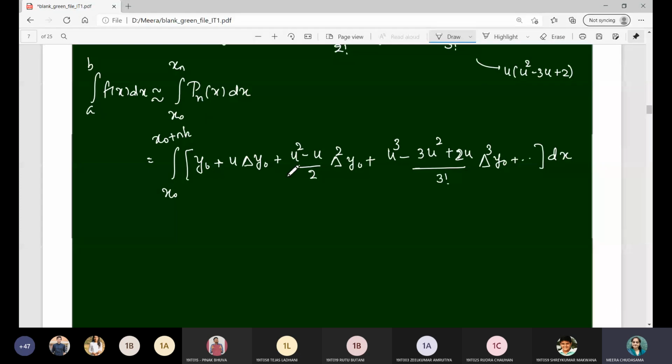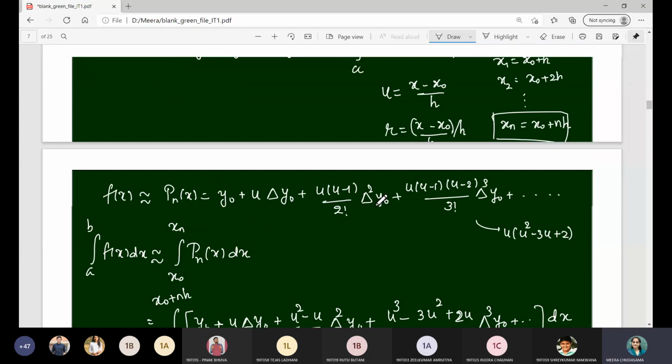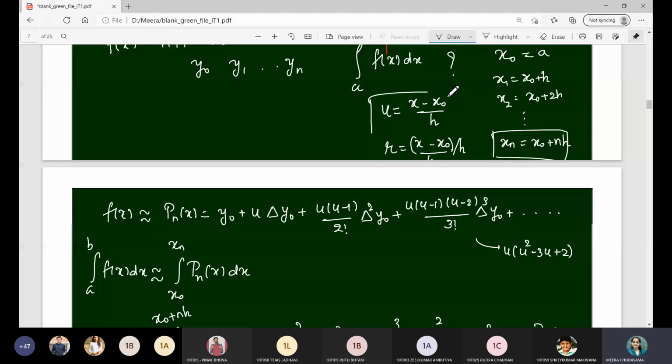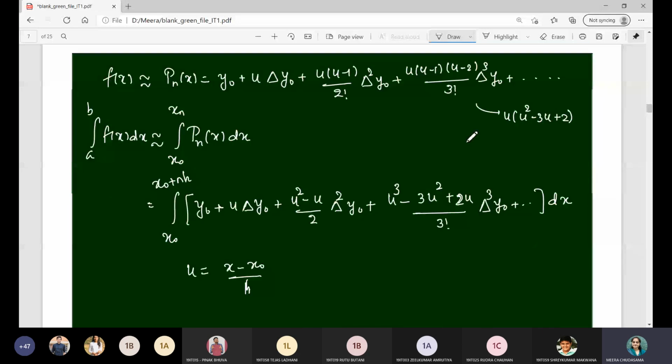Just now I have written this. So what you can say implies x is equal to x0 plus uh, so implies what will be dx? x0 is a constant quantity, so its derivative will be 0. h is a step size which remains constant, so the derivative is given by h du.